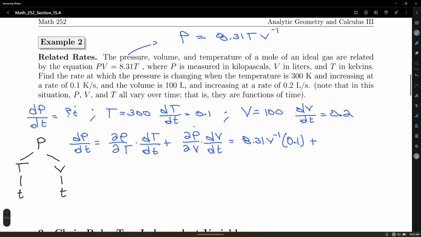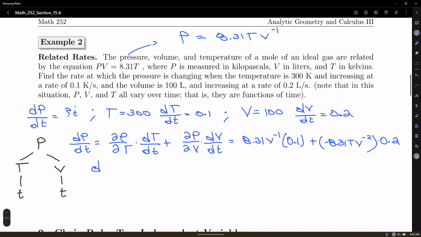Plus the partial derivative of the pressure with respect to the volume. Oh, careful. Negative 8.31 T V to the negative 2. That is negative 8.31 T V to the negative 2. All right. Times the rate of change of the volume. How fast is the volume changing with respect to time? That is a given. It's 0.2. All right. Okay, the rest of the problem is cleaning up negative exponents and substituting values where they correspond.